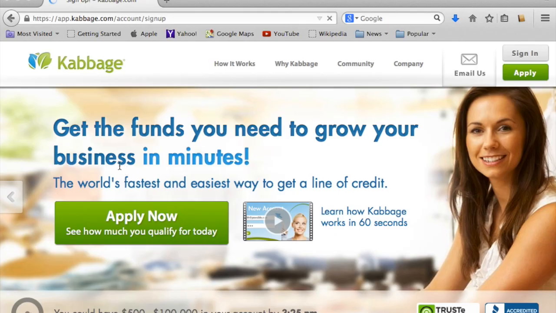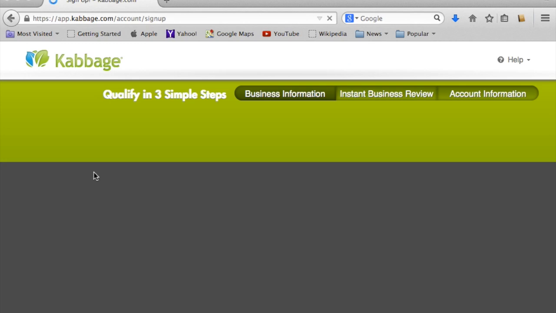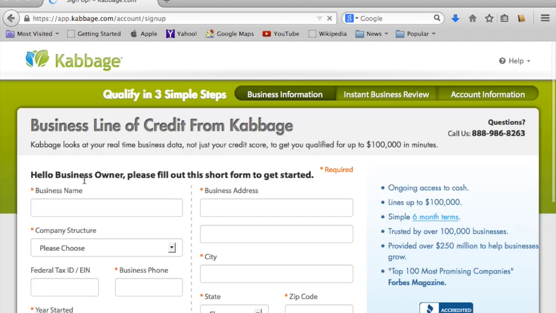Okay, so this is the first step in the application process. You will need to provide your business information here, including your business name, the type of business, such as LLC, corporation, or DBA, which means doing business as, well as your phone number and address. You'll also need to provide your tax ID if you happen to have one. And then you will be asked to provide your login information, complete with an email address and password.